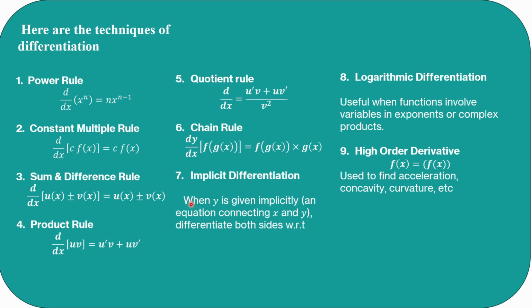Then we have the product rule, used when two functions are multiplied together. The fifth one is the quotient rule, used when a function is divided by another function. Another one is the chain rule, which is for a composite function, meaning a function inside another function.